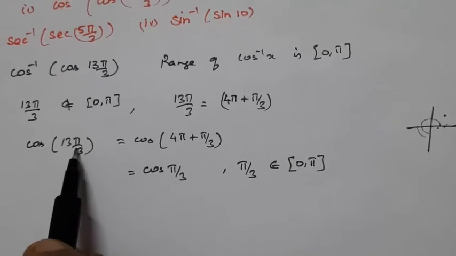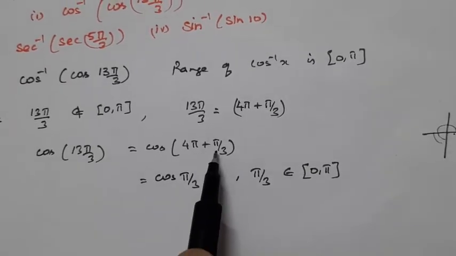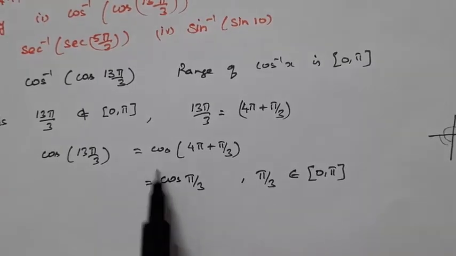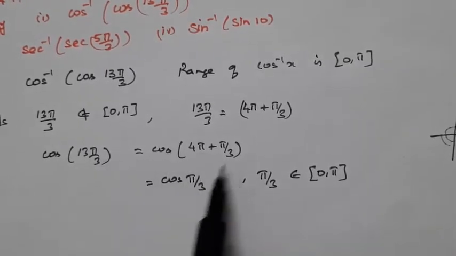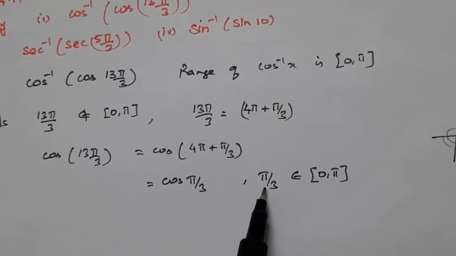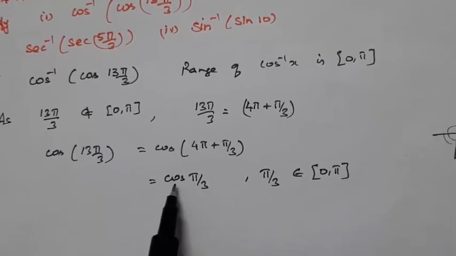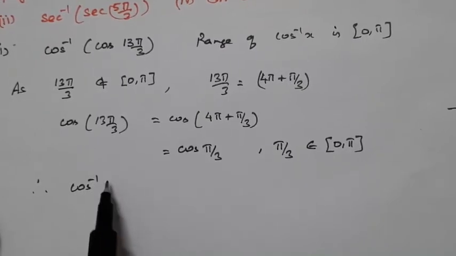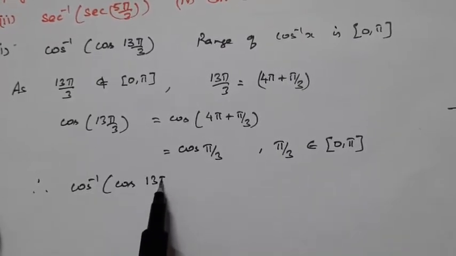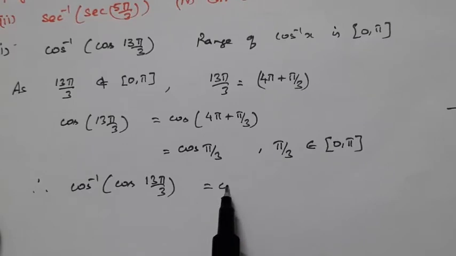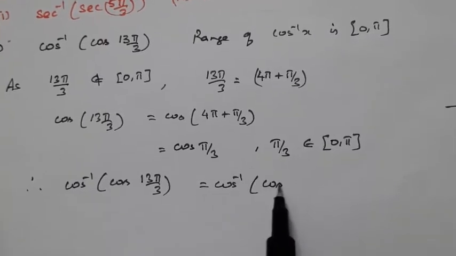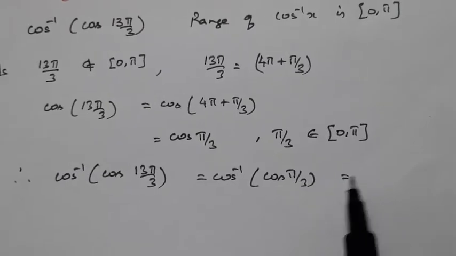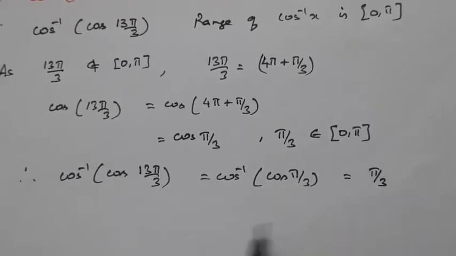So we have to split this 13 pi by 3 as a sum of a smaller angle plus a multiple of pi, so that their cos values are equal. After splitting this, we got the smaller angle as pi by 3, which belongs to the first quadrant. Moreover, the cos values are equal. Now we can replace it. Hence, cos inverse of cos 13 pi by 3 is equal to cos inverse of cos pi by 3, and now pi by 3 belongs to 0 to pi, and by the property it is equal to pi by 3.